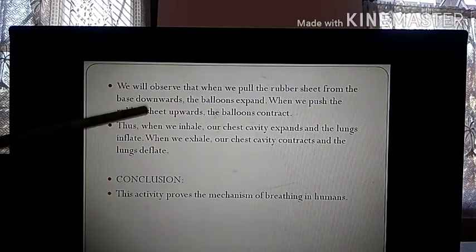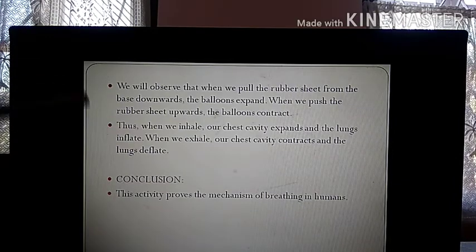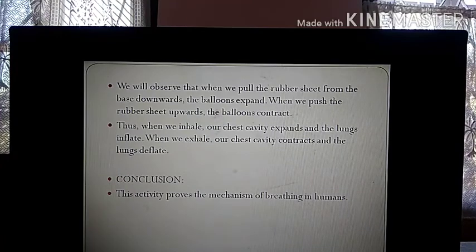Yes? Thus, when we inhale, our chest cavity expands and the lungs inflate. Yes or no? So when you take in air inside your body, what happens? The chest cavity expands and the lungs will inflate. And when we exhale, when we give out air from our body, our chest cavity contracts and the lungs deflate. Okay, so what is the conclusion? This activity proves the mechanism of breathing in humans.